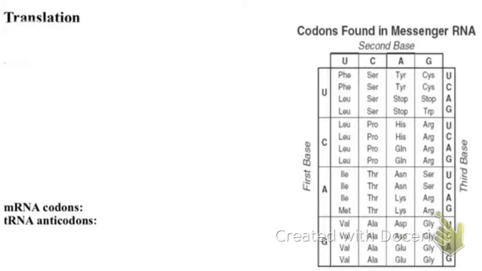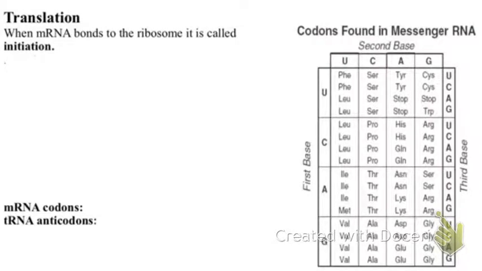All right, last but certainly not least, we're going to talk a little more about translation. Then we will be done with notes. Well, we have to talk a little bit about mutations, but that's super quick. So, translation. When mRNA bonds to the ribosome, it is called initiation. So this is really just going to be vocabulary and definitions that you need to know in order to properly describe how translation occurs.